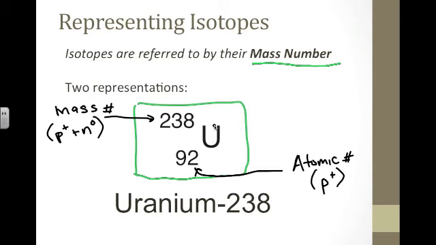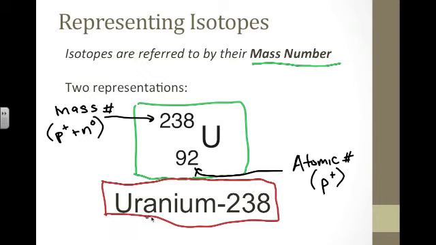The second convention is this one down the bottom. It's a little bit simpler because all you need to do is write out the full name of the element, put a dash, and then put in the mass number. So I have the full name of the element over here and the mass number over on the side. And those are our 2 conventions for representing isotopes.